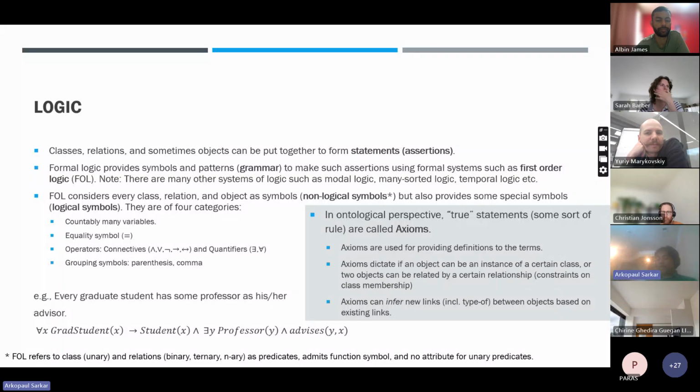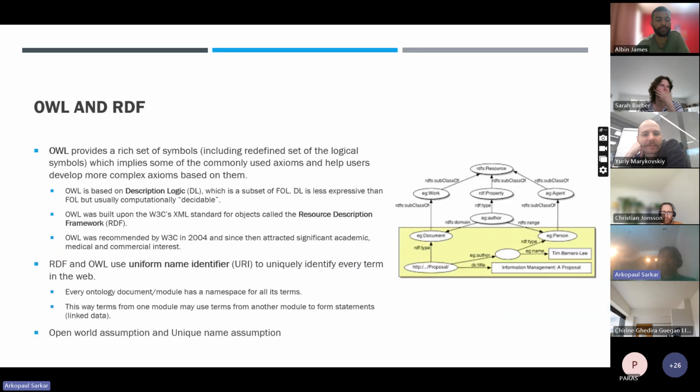W3C developed a language called Web Ontology Language, which is extremely popular, and this is built on a language called description logic, which is a subset of full first order logic. By making it a subset of first order logic with only some chosen constructs under a constraint, it becomes really fast. First order logic is really expressive, but the algorithms are not that efficient for it, whereas for DL they are really efficient.